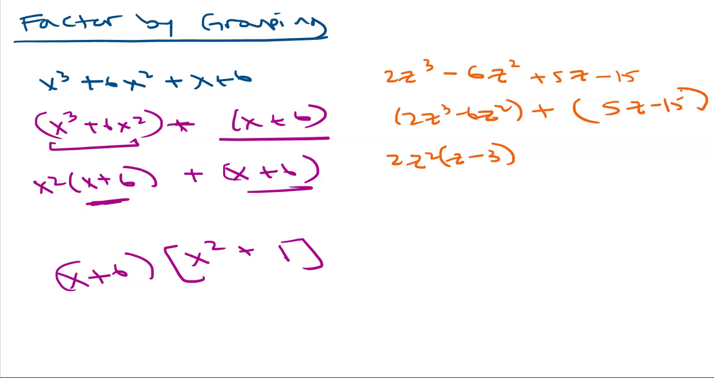Right? And the same thing for this one. I know that 5 is a common factor between them, so we're going to pull out a 5. All right, and we'll have z there as a placeholder. Okay, can't just leave it blank. And then minus 3.